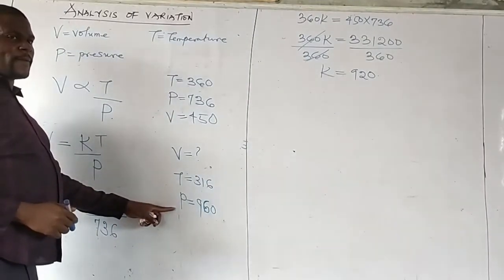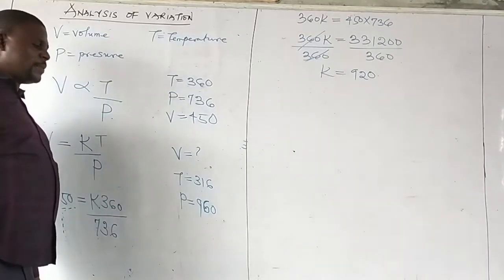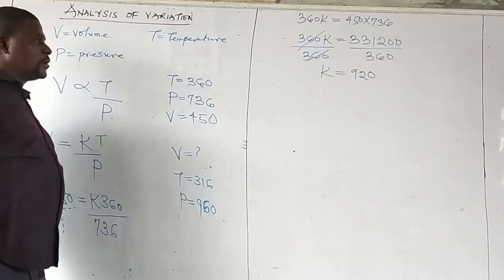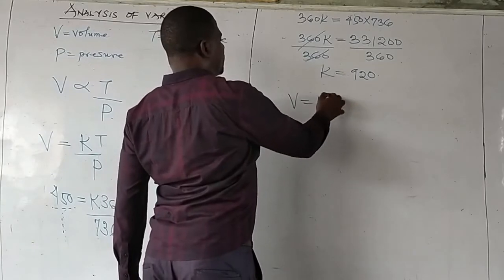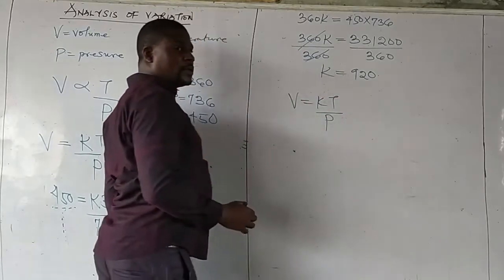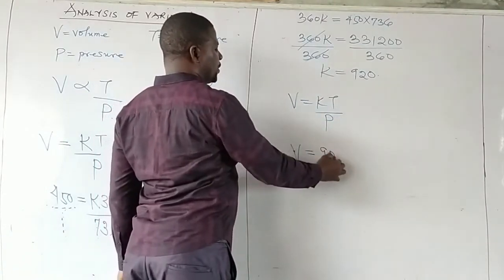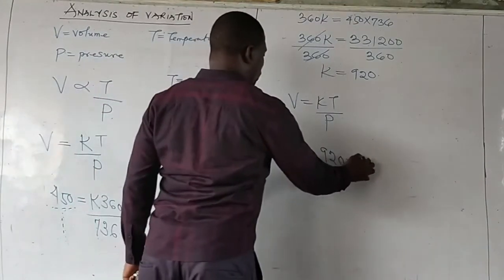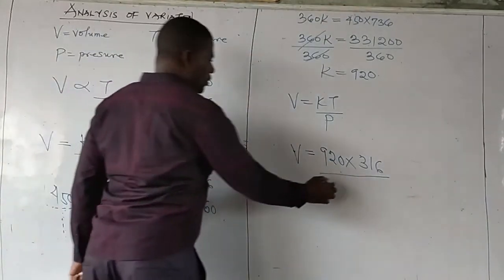Now they said that we should find V when T is this and P is this. They said find the volume when temperature is 316 and pressure is 960. So you write the same equation. V equals KT over P. Are you with me? So V is now, what's K? 920 times what's T? 316. What's P? 960.